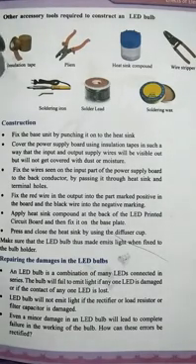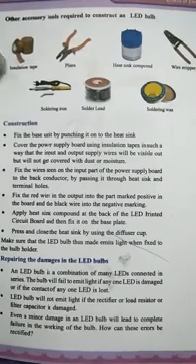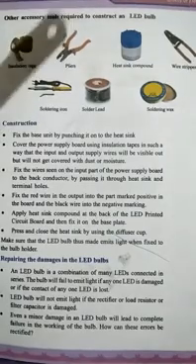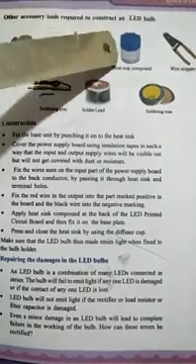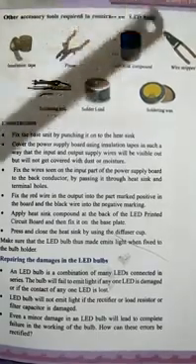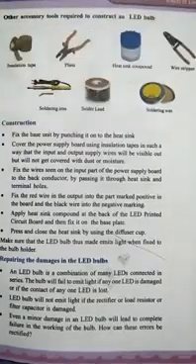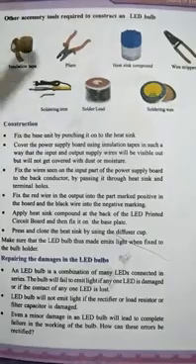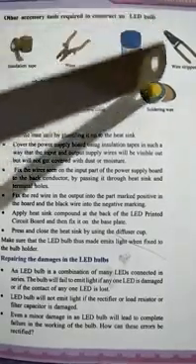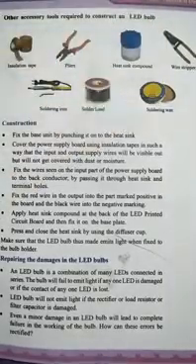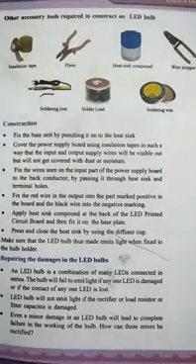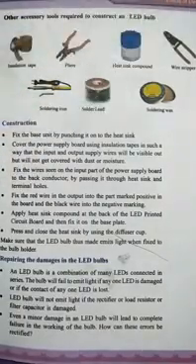Let us see now. Insulation tape is required, pliers are required, heat sink compound is required, a wire stripper is required, a soldering iron, solder lead, and soldering wax. These are the tools we require for construction of LED bulbs.